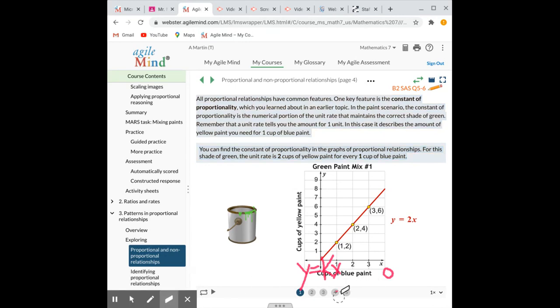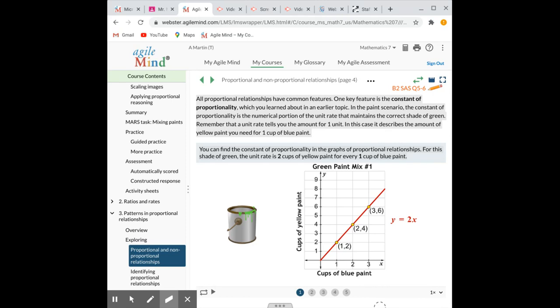All proportional relationships have common features. One key feature is the constant of proportionality, which you learned about in an early topic. In the paint scenario, the constant of proportionality is the numerical portion of the unit rate that maintains the correct shade of gray. Remember that a unit rate tells you the amount for 1 unit. In this case, it describes the amount of yellow paint you need for 1 cup of blue paint.